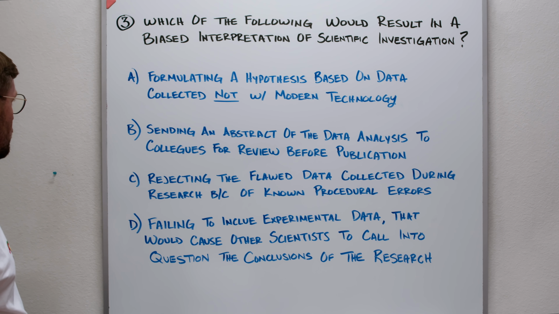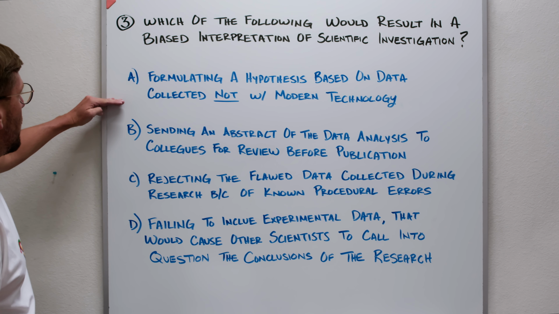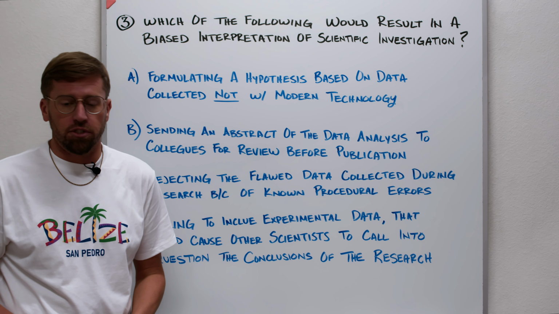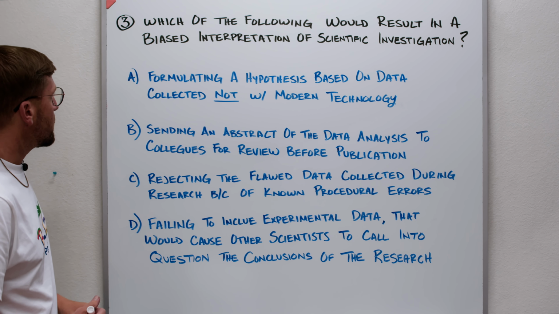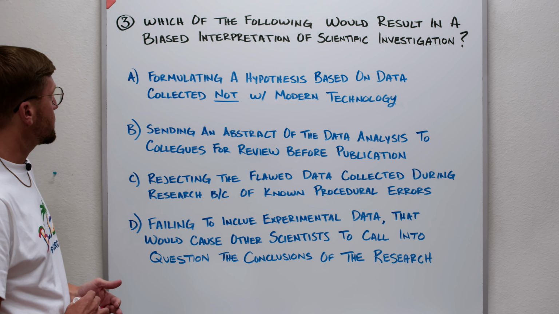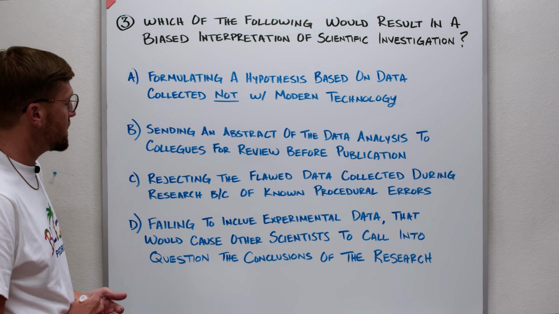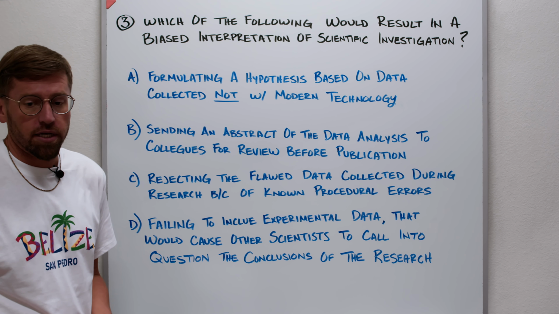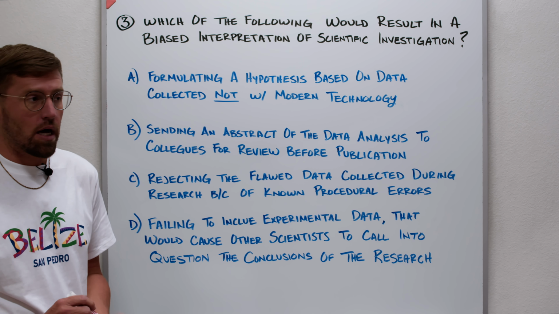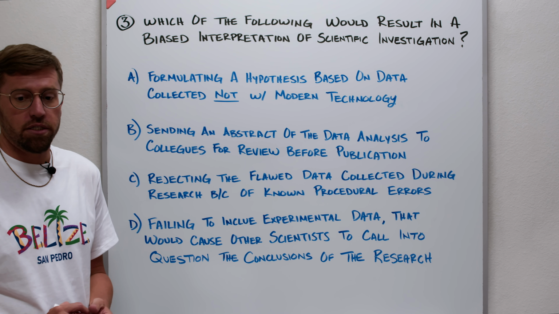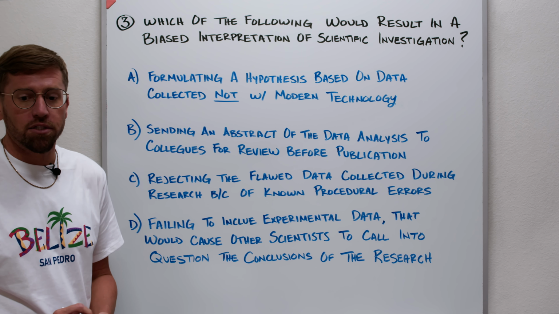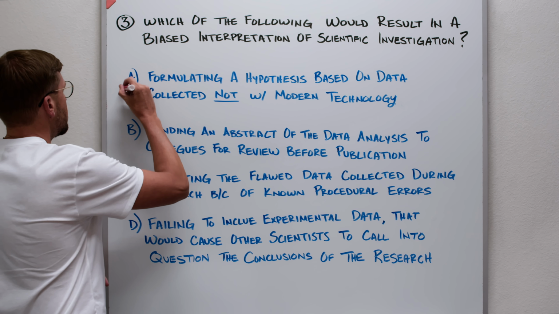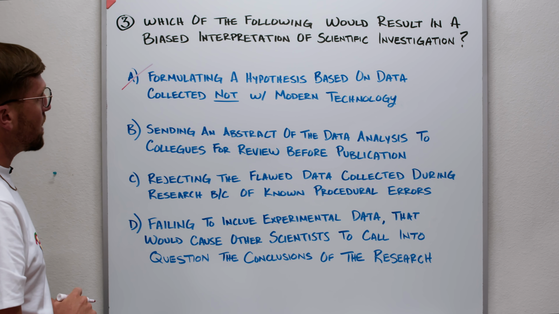I'm going to start at the top. Formulating a hypothesis based off of data that was not collected with modern technology. Did a little paraphrasing here. We saw a very similar question to this in one of the other questions in this review. Just because something was not using modern technology does not mean it's invalid, right? A lot of experiments can be done with simple machines. You can test gravity with a pendulum or a ball rolling down a plane. So this is not a good answer to indicate bias.